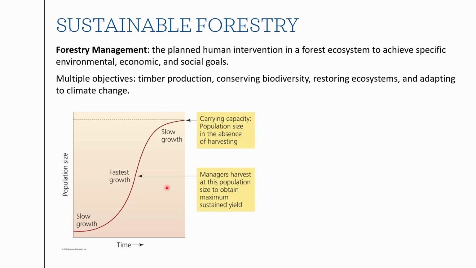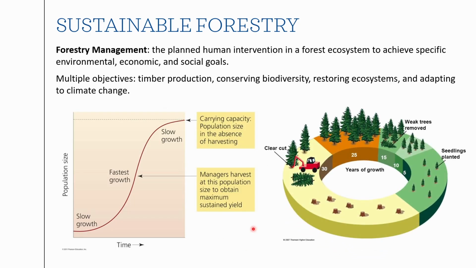This would have benefits for, say, carbon sequestration from the atmosphere, right? If the trees are always growing at their fastest, that means they are pulling carbon dioxide out of the atmosphere at a faster rate as well. And so when we look at forestry management, this is the cycle that we see. This is talking specifically about a forest that is managed for the purpose of producing timber.